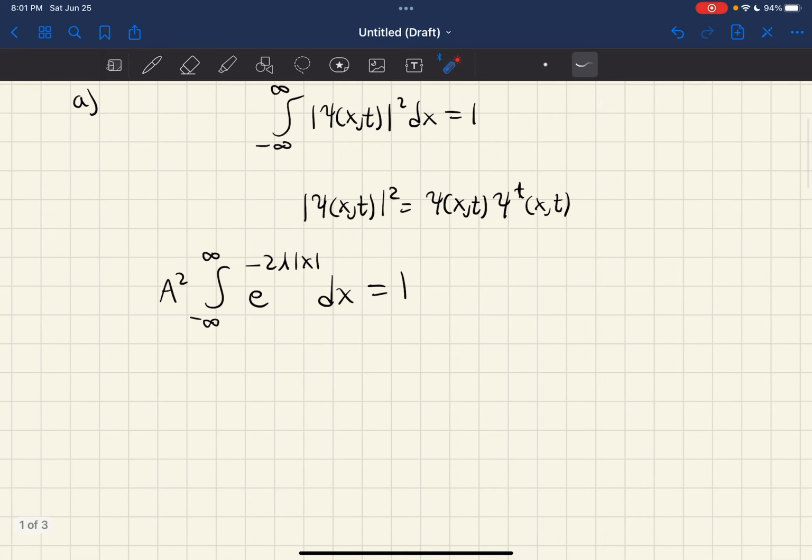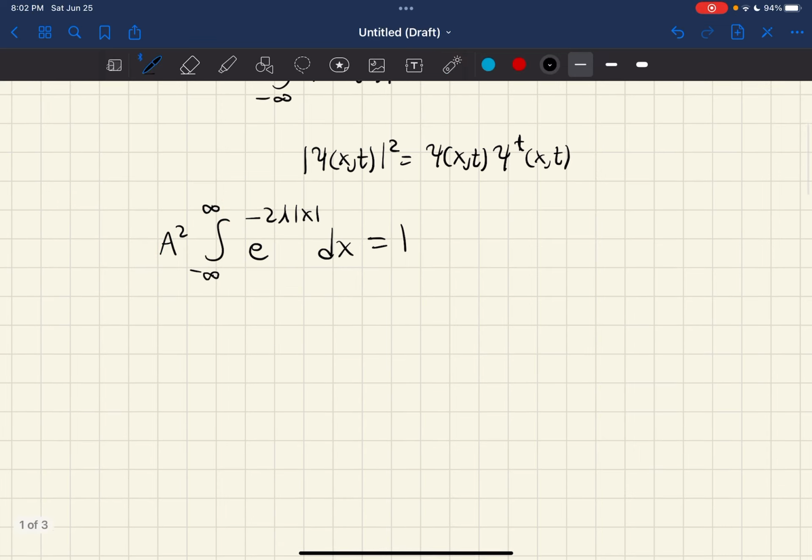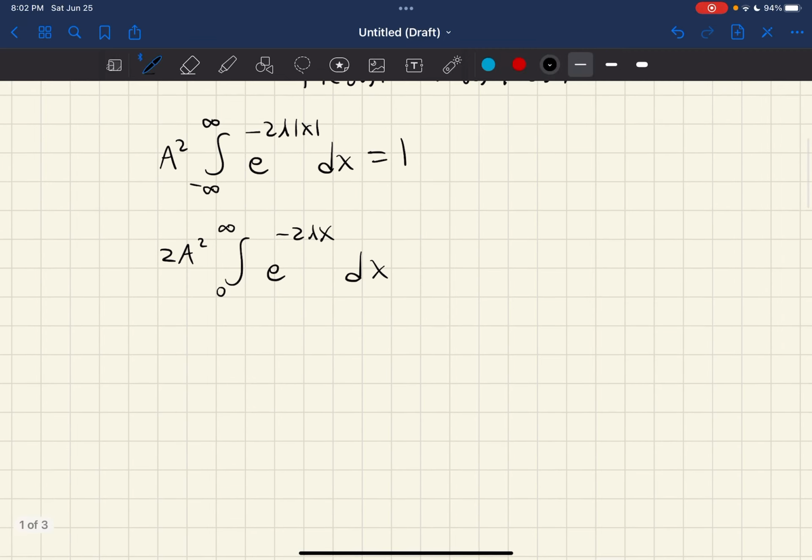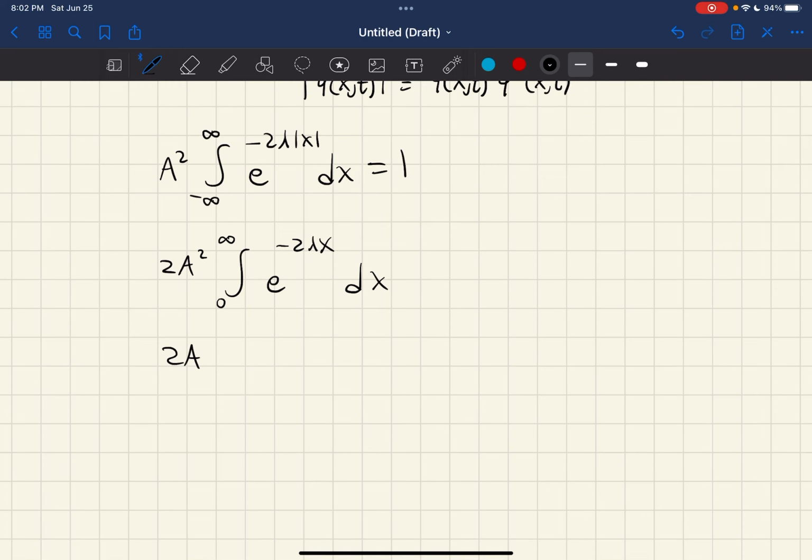So since this integrand is even, we can actually just make this an integral from 0 to infinity and multiply by 2 since it's symmetric. So this is going to be 2a squared times the integral from 0 to infinity of e to the minus 2 lambda absolute value of x dx. We can actually just drop these absolute value bars since we know that x is going to be positive in this range. So integrating this is very simple. So we're just going to have 2a squared times minus 1 over 2 lambda e to the minus 2 lambda x evaluated from 0 to infinity.